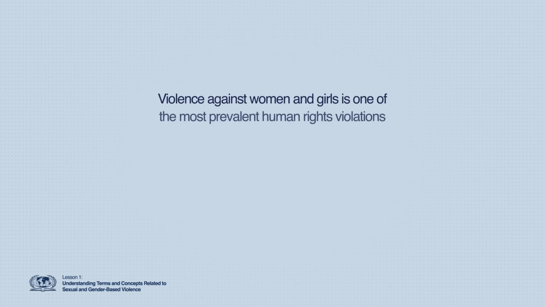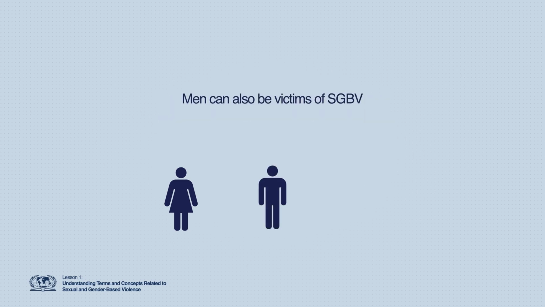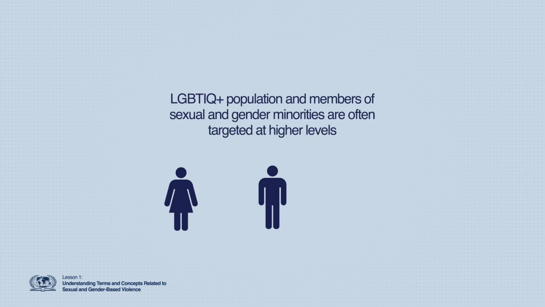Violence against women and girls is one of the most prevalent human rights violations in the world. It is important to also note that men can be victims of SGBV, and that members of the lesbian, gay, bisexual, transgender, intersex and queer, and members of sexual and gender minorities are often targeted at higher levels.